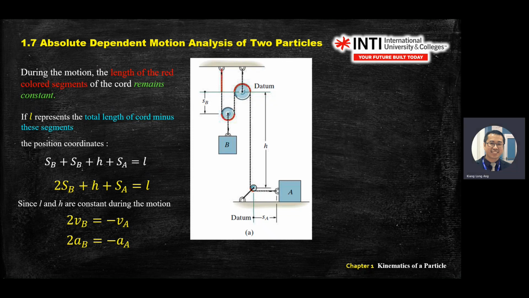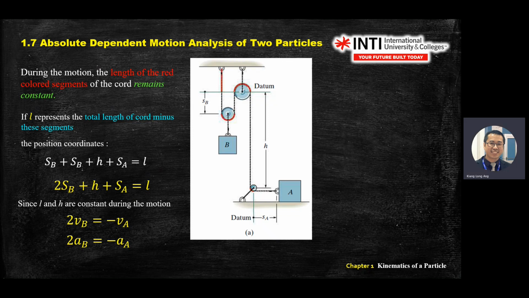This one has become velocity. H is a constant, so you get 0. SA position differentiated with time, you get velocity. Total length doesn't change, so 0. You rearrange, you get this equation. What does the equation tell you? If you pull A, B will move double the speed of A, but in a different direction.